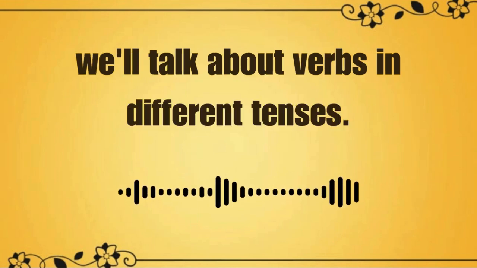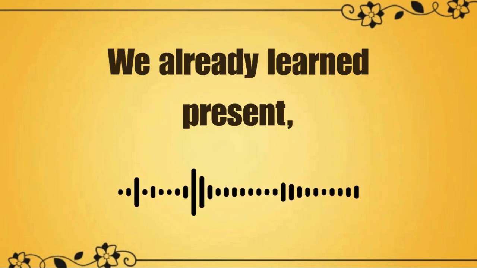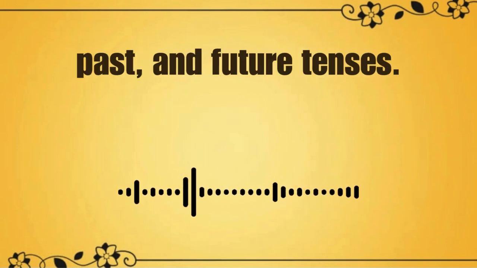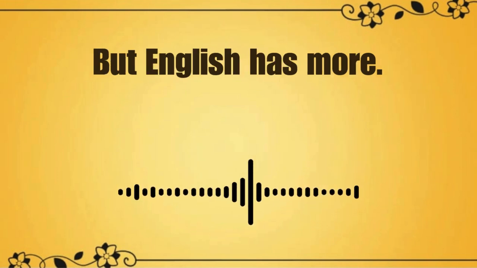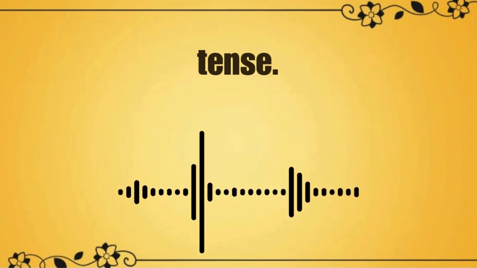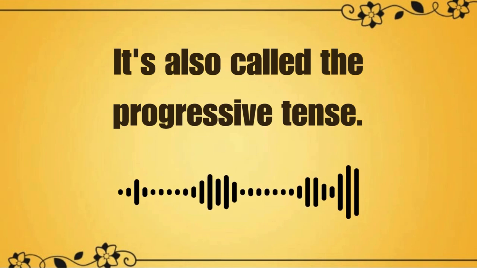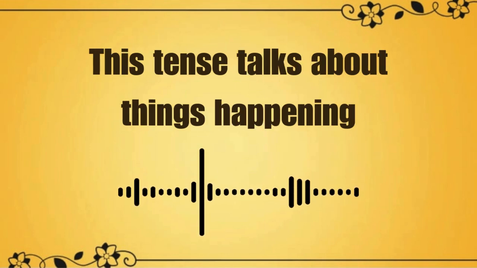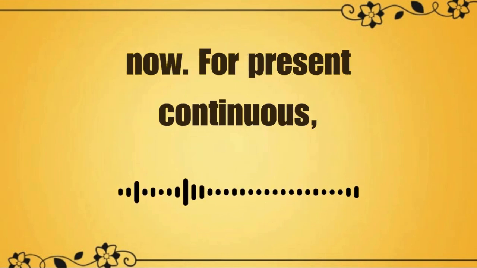Present continuous tense revisited. In this section, we'll talk about verbs in different tenses. We already learned present, past, and future tenses. But English has more. Let's learn about the present continuous tense. It's also called the progressive tense. This tense talks about things happening now.